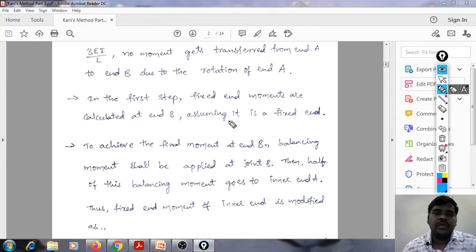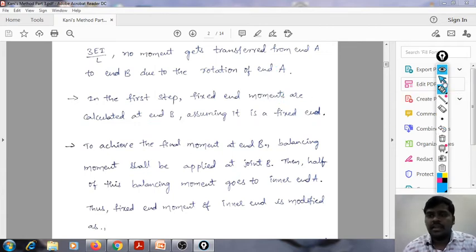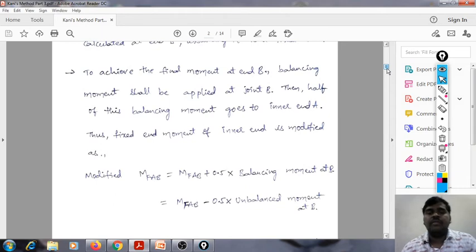So in the first step, fixed end moments are calculated at end B, assuming it to be a fixed end. End B was a roller, as we have seen at the start of this video, but we are assuming it to be a fixed end and finding the fixed end moments. But in reality, that is not at all a fixed end. So what are we going to do now? To achieve the final moment at B, there must be a balancing moment applied at joint B. What is that balancing and unbalanced moment? That will be studied in the next video.